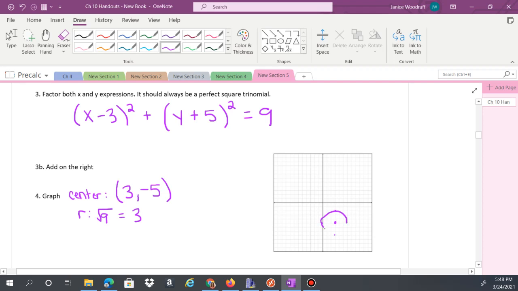So a half circle. Yeah, not very good. We used to have compasses back in the day, but I haven't seen one of those in a long time.